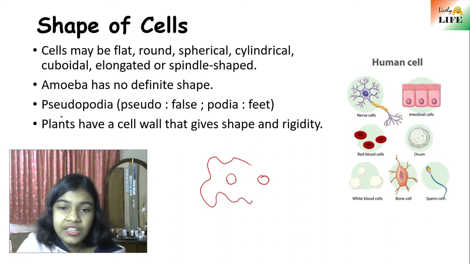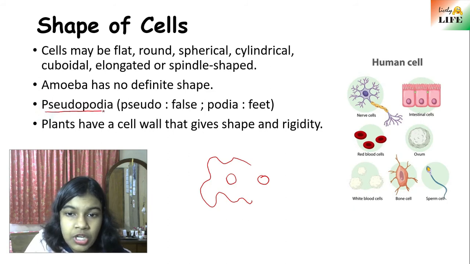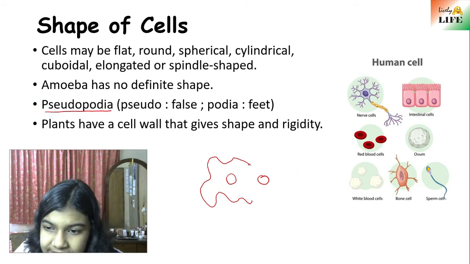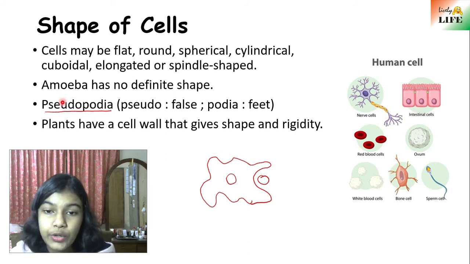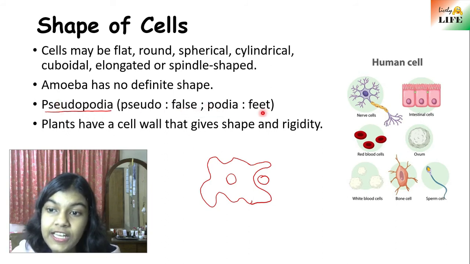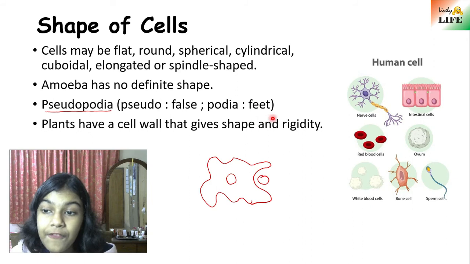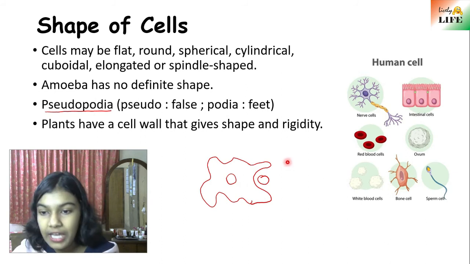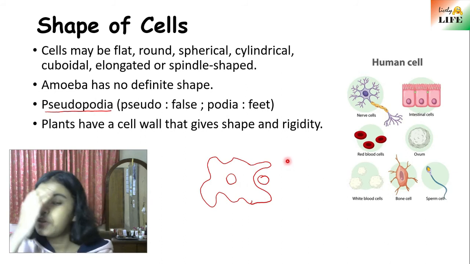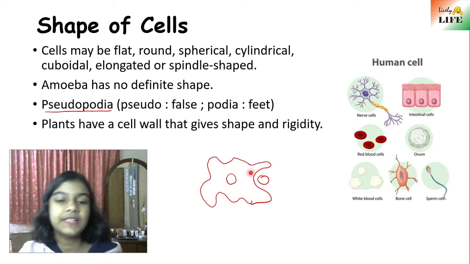Now they have this pseudopodia protruding out of their body. So what are pseudopodia? They are like this. These are pseudopodia. What is pseudopodia? Pseudo means false and podia means feet. I repeat, pseudo means false and podia means feet. Pseudopodia means false feet, means they look like false feet. They are false feet of amoeba. Amoeba doesn't have feet, right? They don't have hands. They don't have feet. One cell means one organism.